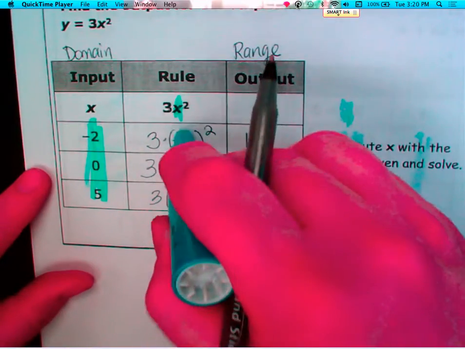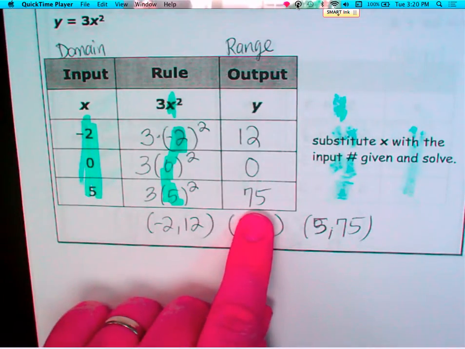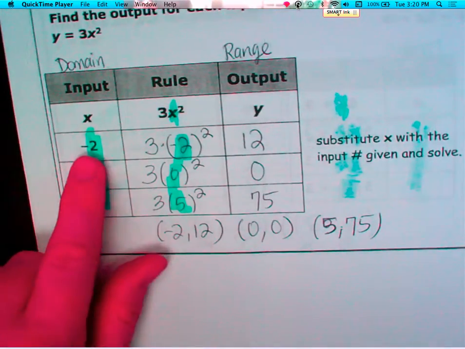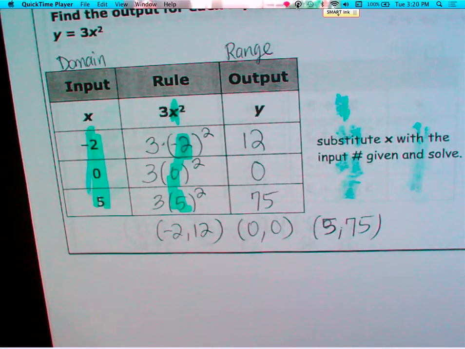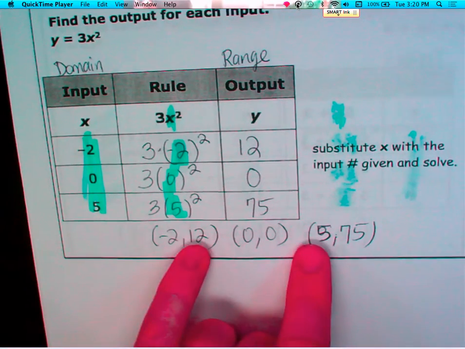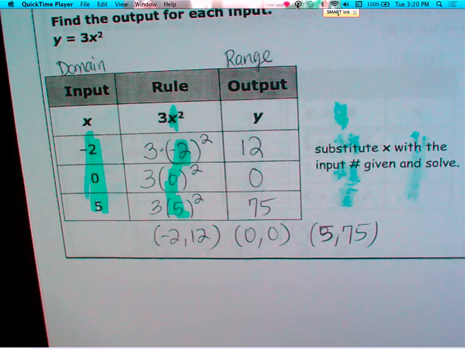There's my domains. There are my ranges. All I'm doing is plugging those in and I get my answer. These are my ordered pairs. I can graph those later and actually see what this looks like. It actually is going to show me a picture. Okay, that's what a function table does. It shows me how the change goes throughout, just like that machine, that video we watched.